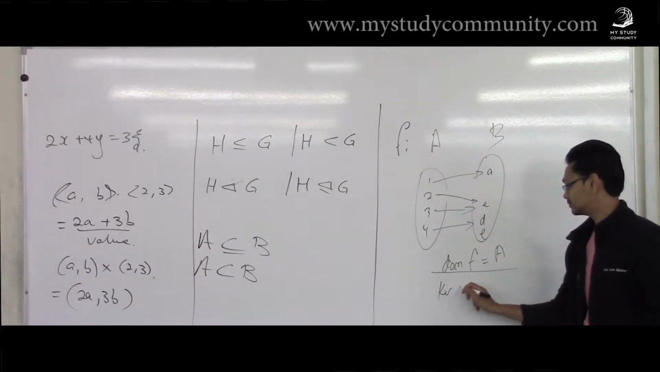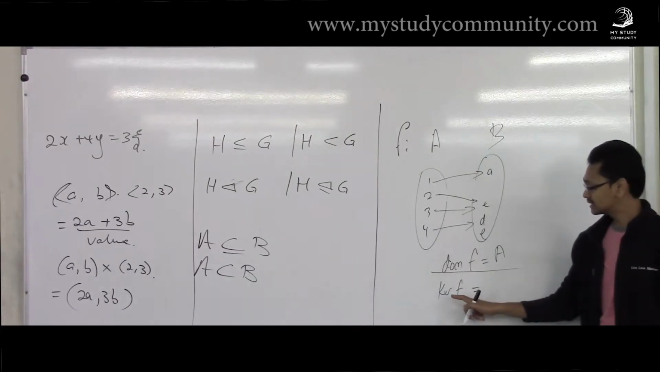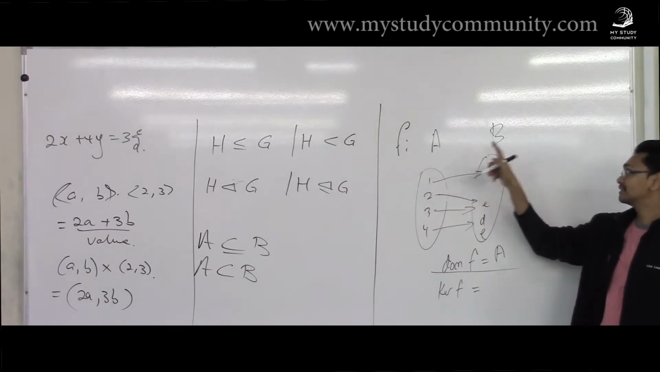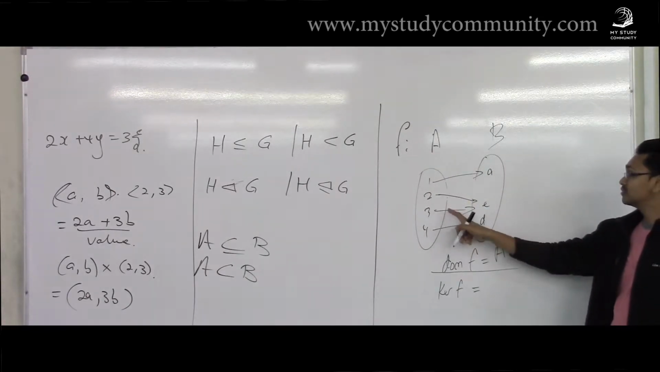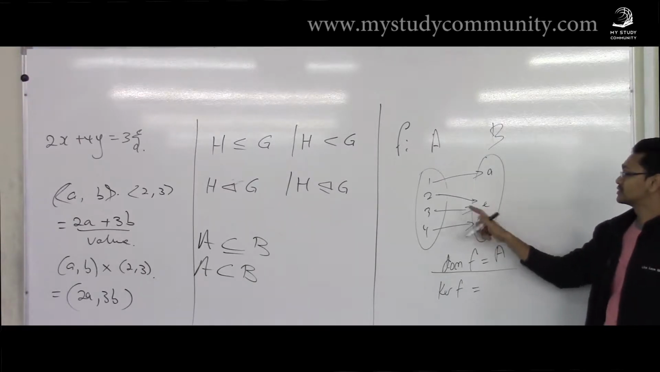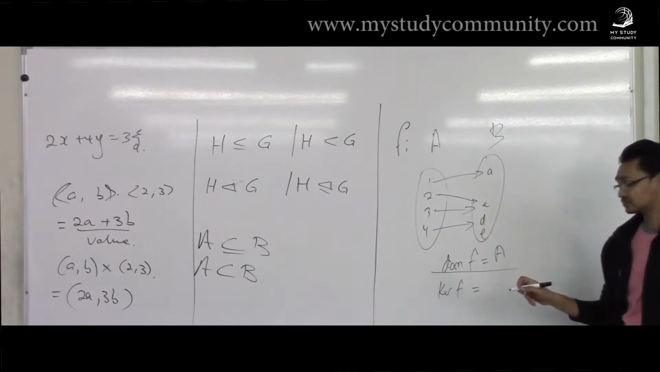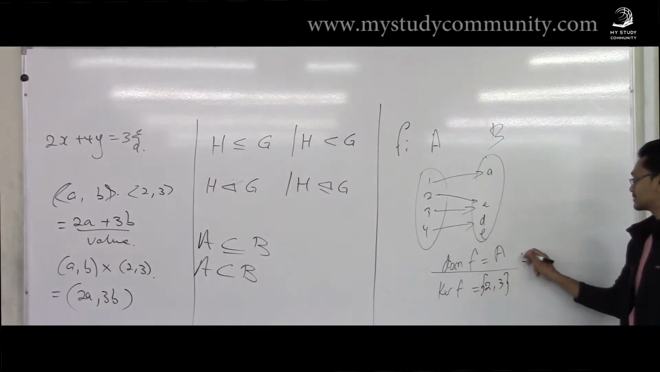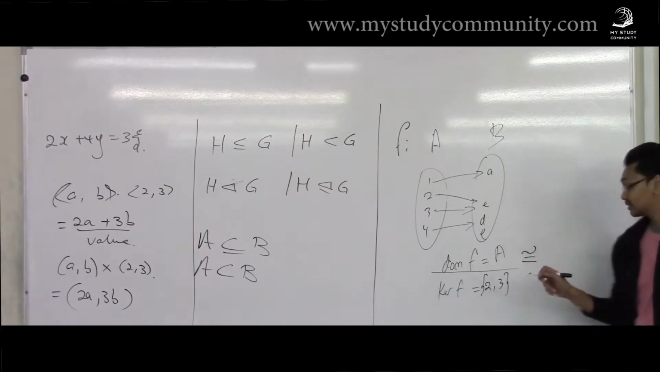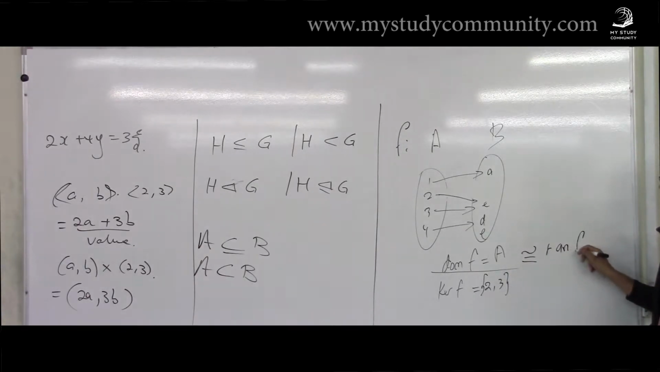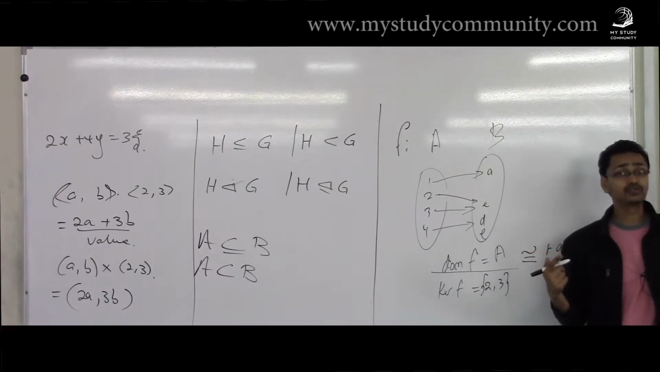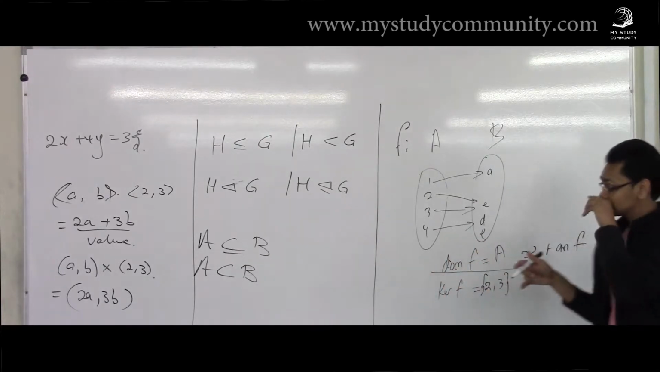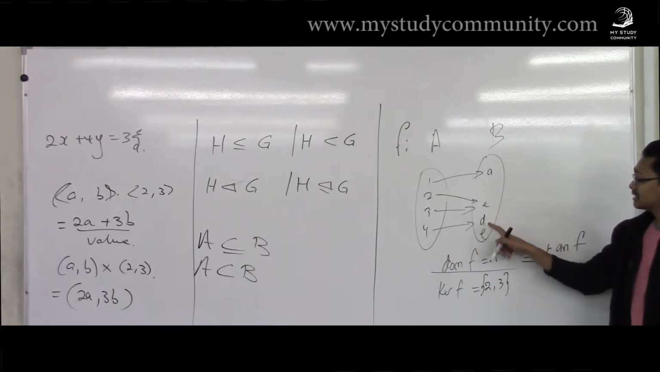Over the kernel of f. Now in this case, the kernel of f are those elements in the domain that are mapped onto the identity in B, yes? The identity in B is e. So 2 and 3 map onto e, yes? So {2, 3}. So this is isomorphic to the range of f. So what is the range of f? The range of f are those elements that are mapped onto, yes? So it will be a, e, and d.